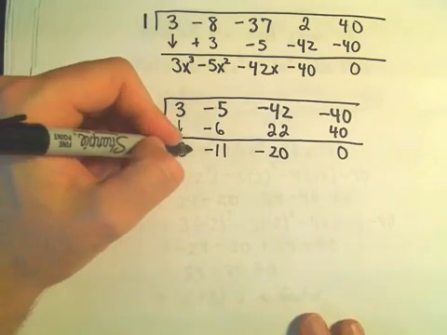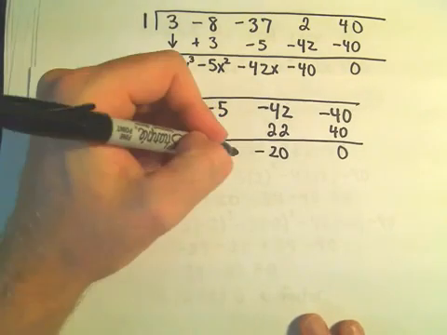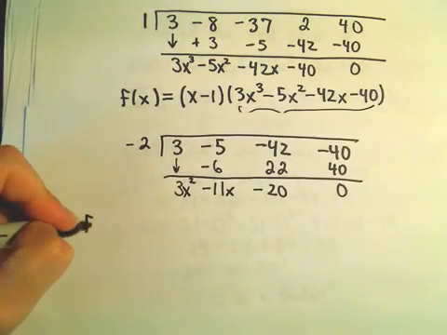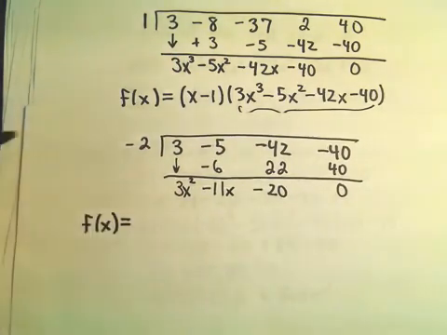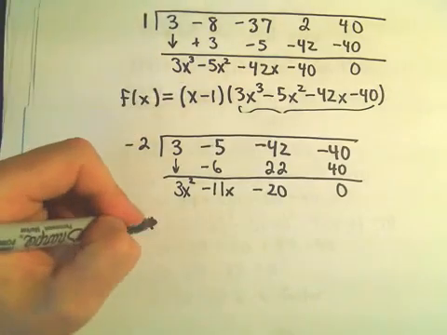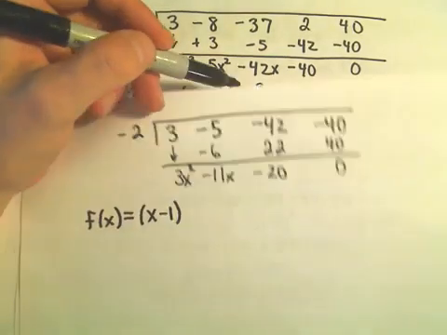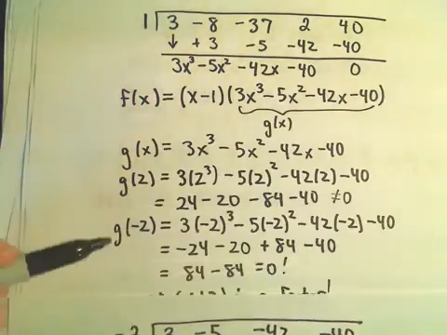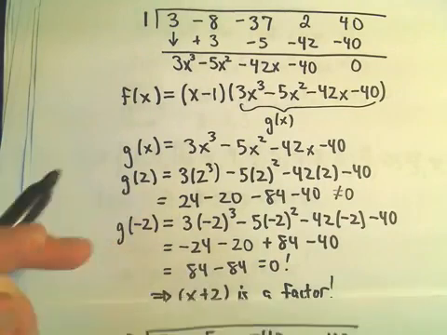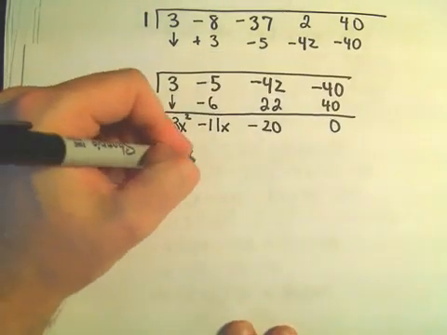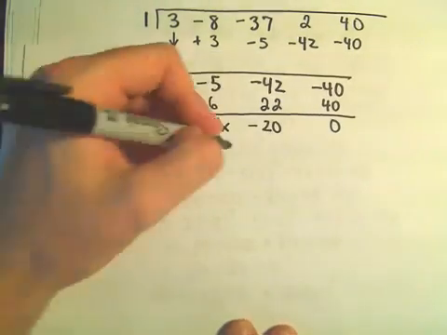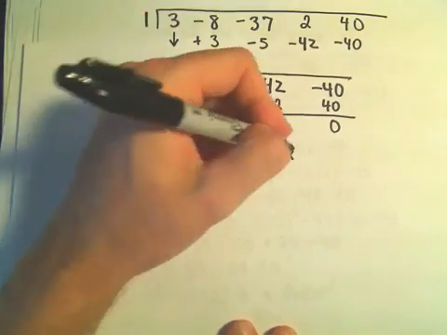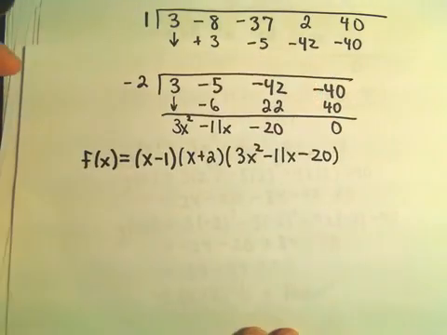So again, we started with something x cubed. This will be our x squared term. This will be our x term and our constant. So what it says is, we were trying to factor f of x again, remember. So f of x was x minus 1 times this polynomial g of x. But again, we said a factor of g of x was going to be x plus 2. So I'm going to drop in my x plus 2. And then what would be left over would be our 3x squared minus 11x minus 20.